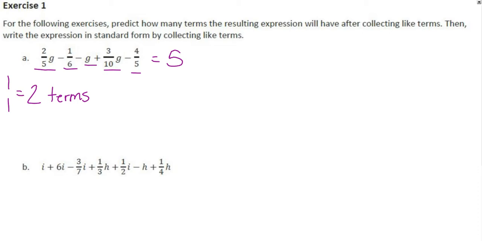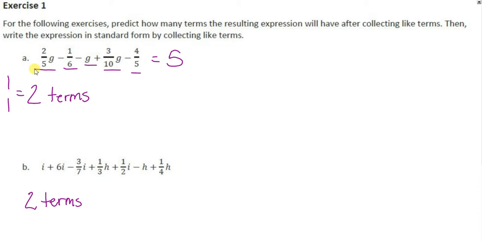All right, now before we solve, why don't we go ahead and go down here to B? All right, how many variables do I have? 2, H and I. Do I have any number here that does not have a variable? No, I do not. So how many terms am I going to end up with if I combine all the H's and all the I's? Great job. I'm going to have 2 terms.